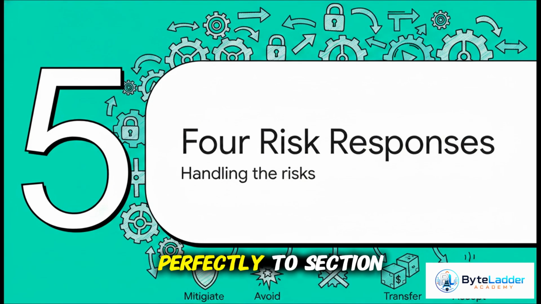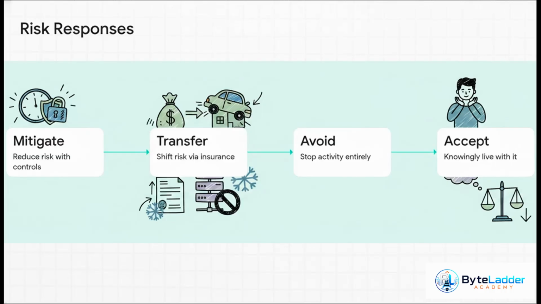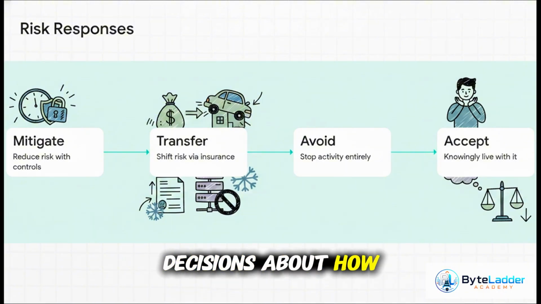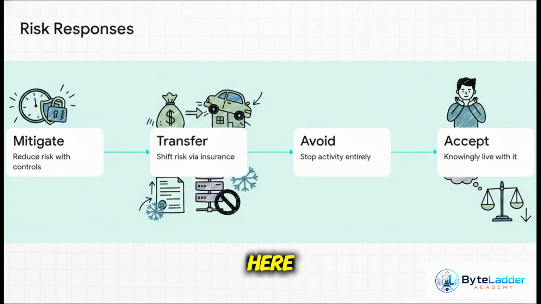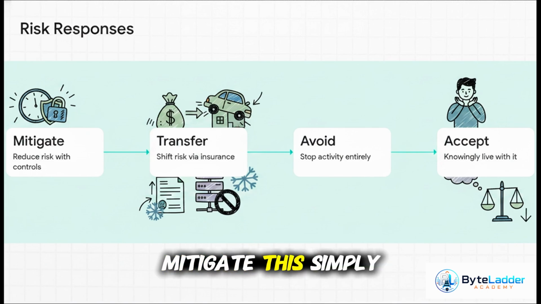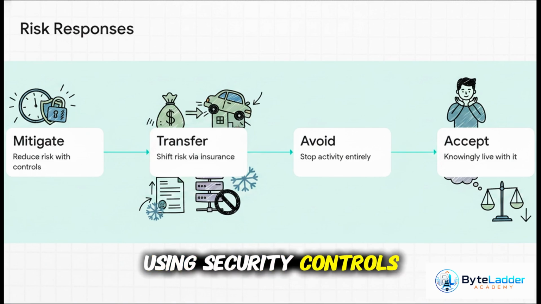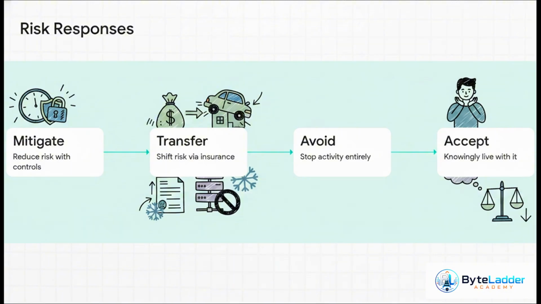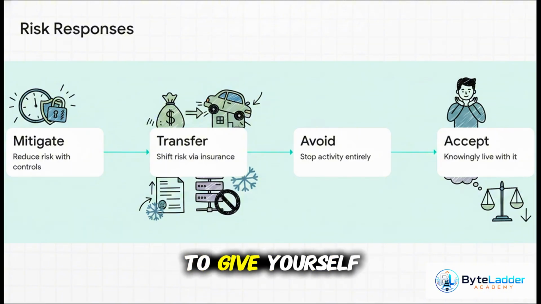Which brings us perfectly to Section 5, 4 basic risk responses. So, once we identify these risks, we have to make some intelligent decisions about how to handle them. You essentially have 4 specific levers you can pull here. First step is mitigate. This simply means reducing the risk using security controls. In our commute analogy, mitigating might mean waking up an hour earlier to give yourself a buffer. In IT, mitigating means finally applying those software patches to your server.